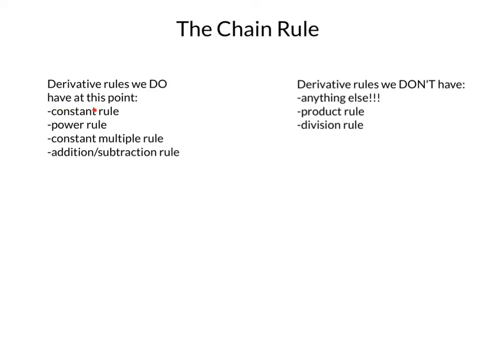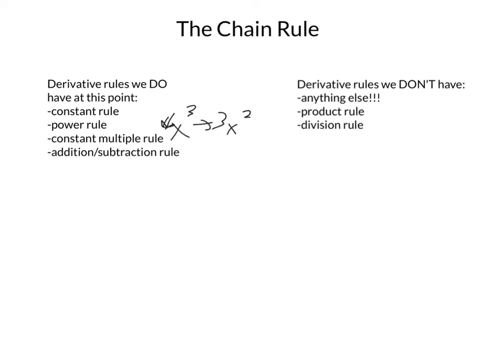We know how to take the derivative of constants. We know how to take the derivative of powers. Like we know that the derivative of x cubed would be 3x squared. We know that we bring that power down, and then decrease the power by 1.